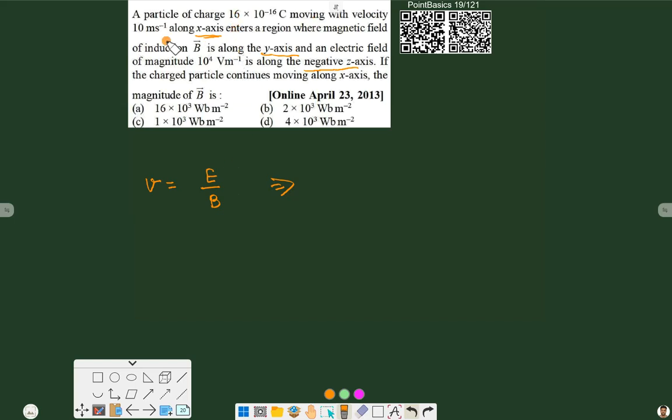The value of velocity is 10, the value of electric field is 10 raised to power 4, and the value of magnetic field we don't have. So B will be 10 raised to power 4 by 10, which is 10 raised to power 3. Option C will be the right answer. Moving to the next one.